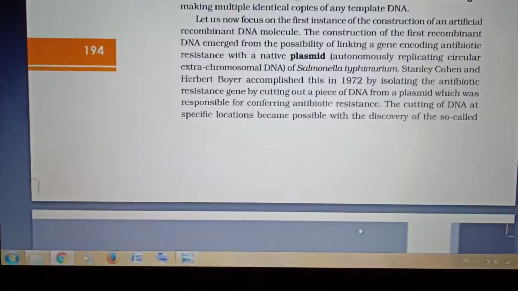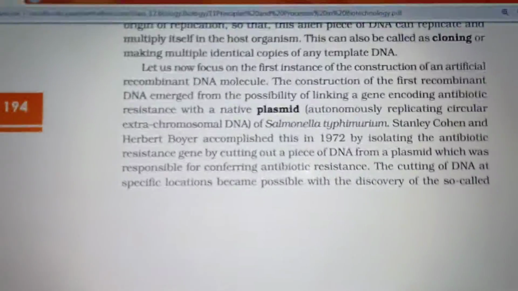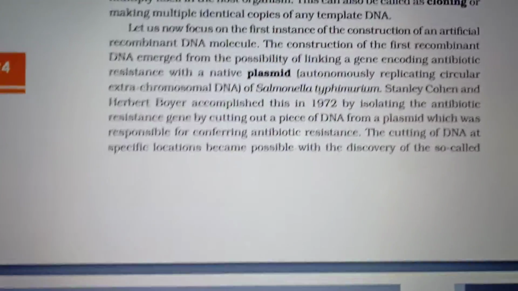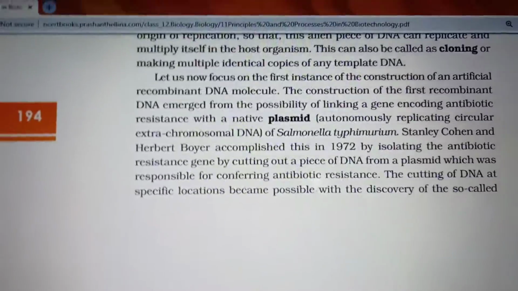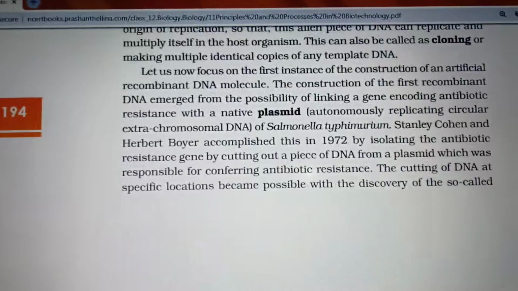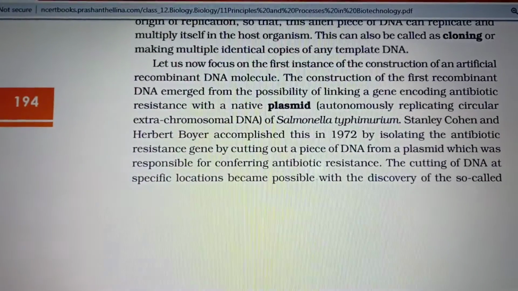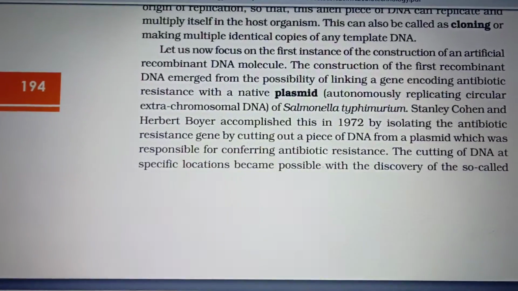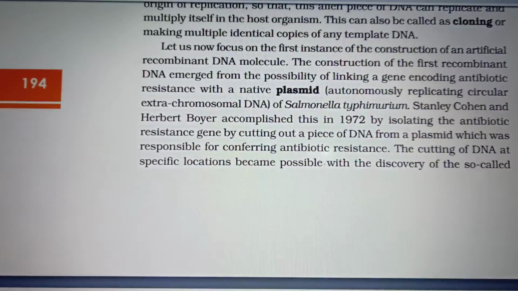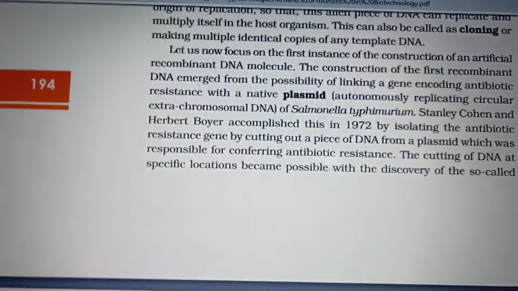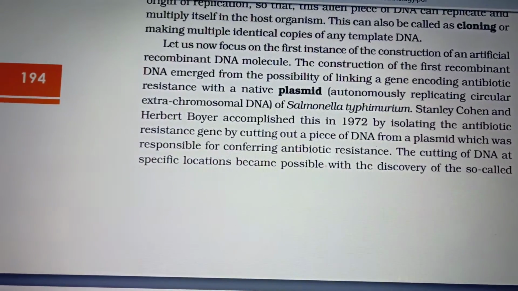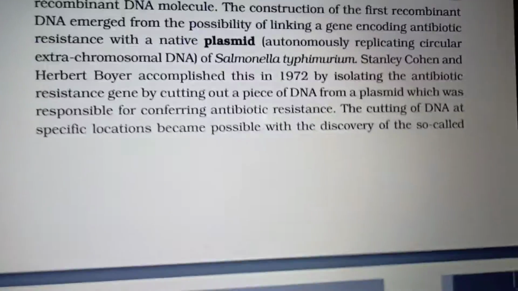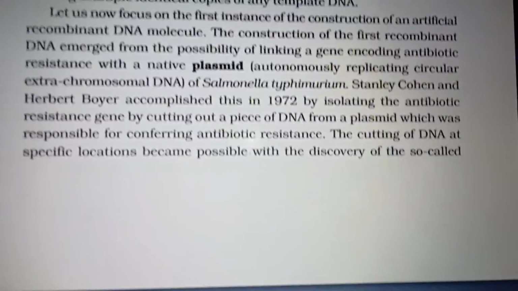Hello children, last class we saw the steps involved in recombinant DNA technology, the basic steps. Today is more or less the same thing, but we are going to see the construction of the first recombinant DNA with the plasmid. You know very well what a plasmid is. So, the construction of the first recombinant DNA with the native plasmid is what we are going to see today.